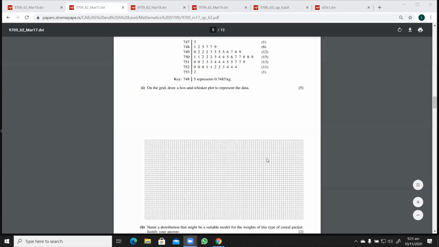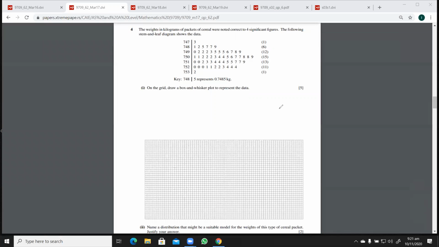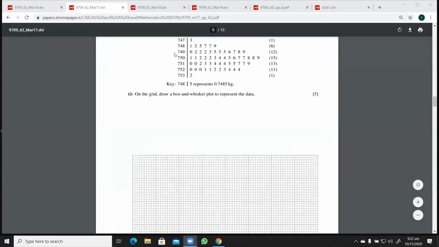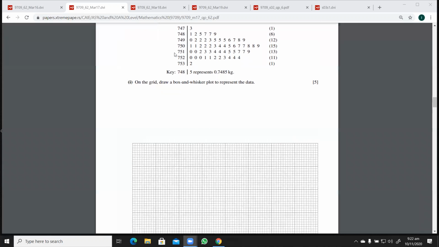We have this question from March 17, paper 62. We are given a stem and leaf diagram showing the weights in kgs of packets of cereal, and from this we have to draw a box and whisker plot. A box and whisker plot is basically a 5-figure summary of the whole data.